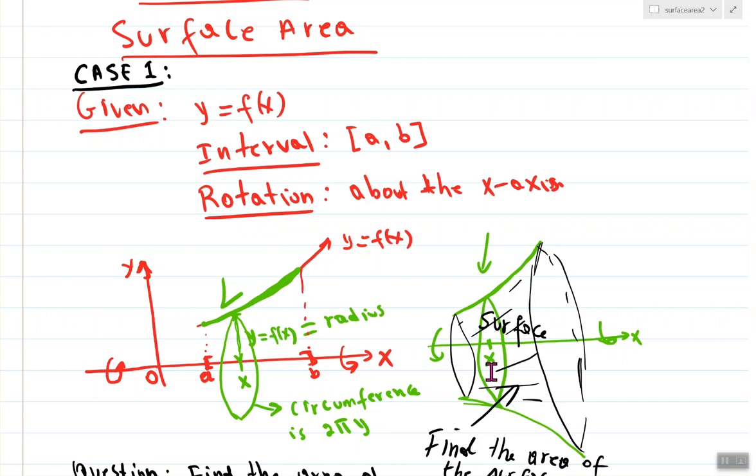Okay. So the question is, what is then the area of this surface? So if you think of this as an object, the area of the surface of this object.